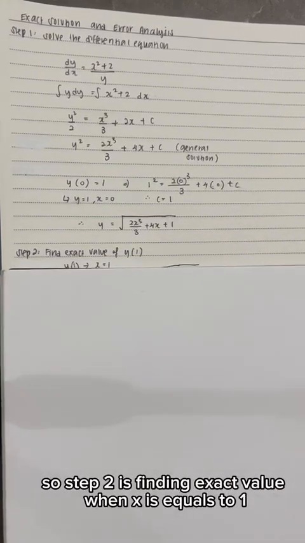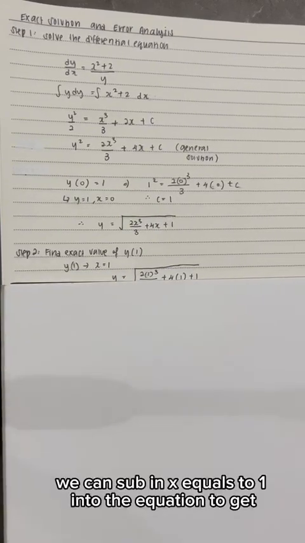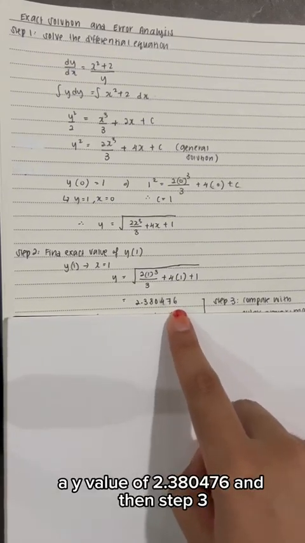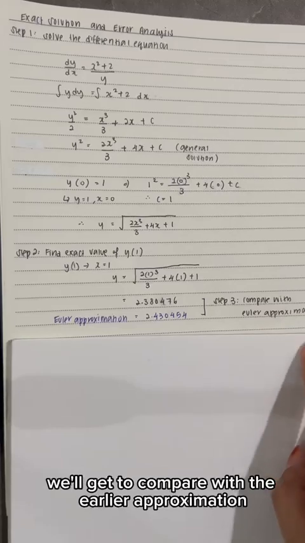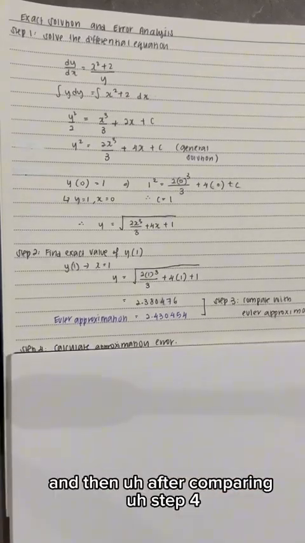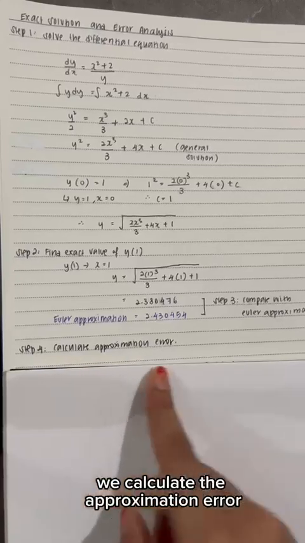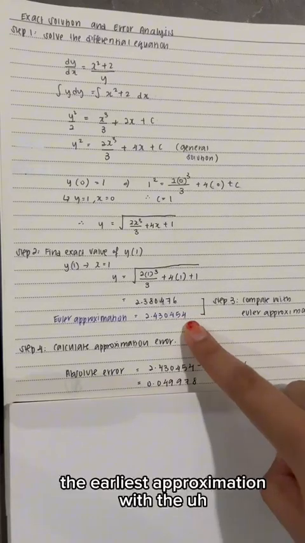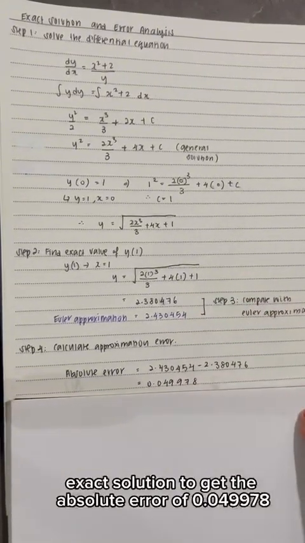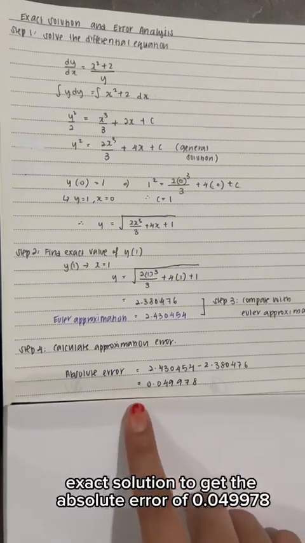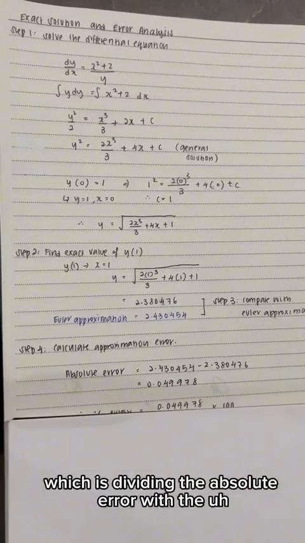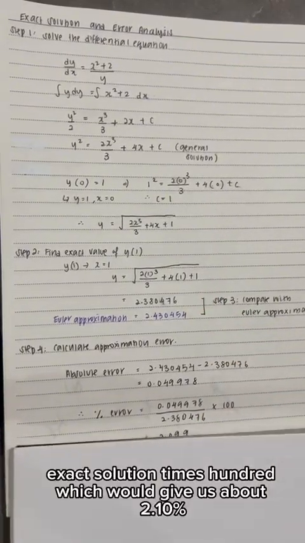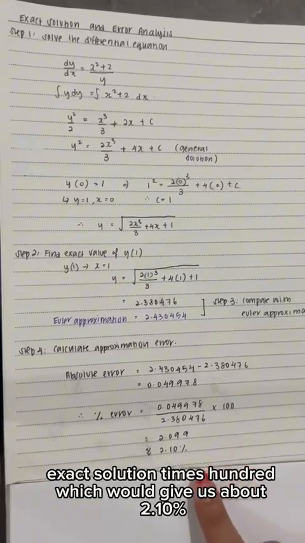So step 2 is finding the exact value when x equals 1. We can substitute x equals 1 into the equation to get a y value of 2.380476. And then step 3, we compare with Euler's approximation. After comparing, step 4, we calculate the approximation error, by subtracting the exact solution from Euler's approximation to get the absolute error of 0.049978. And then we can find the percentage error, which is dividing the absolute error by the exact solution times 100, which would give us about 2.10%.